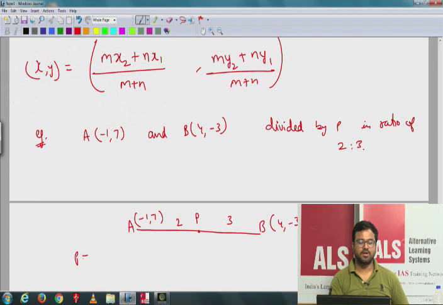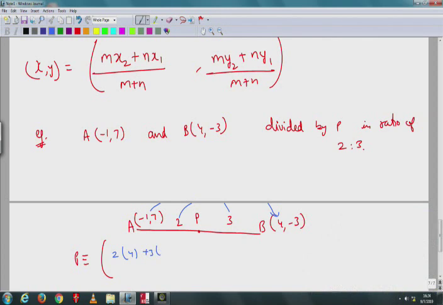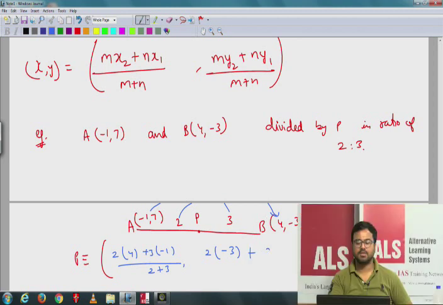Now to get the coordinates of point P, for the x coordinate, we have to multiply the left ratio with the right x value. So 2 multiplied by 4, plus 3 multiplied by minus 1, upon the sum of the ratio, which is 2 plus 3. Same goes for y: 2 multiplied by minus 3, the left side ratio multiplied with the right side y value, plus 3 multiplied by 7, over 2 plus 3.